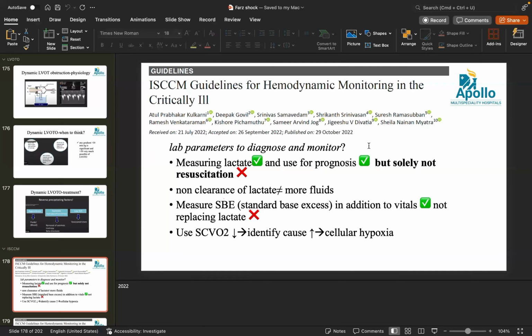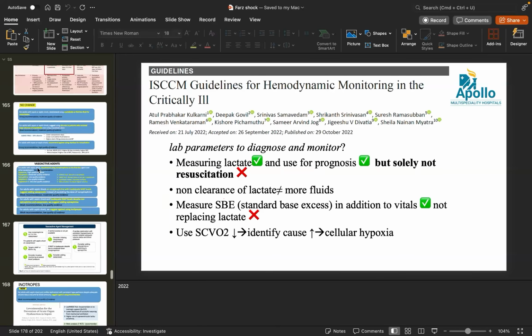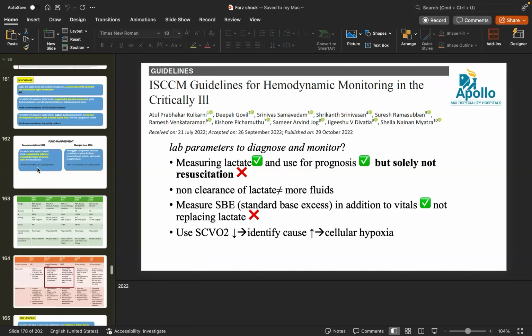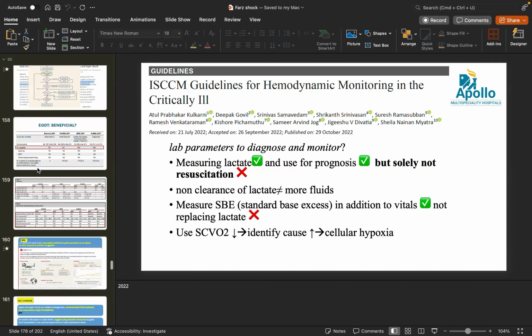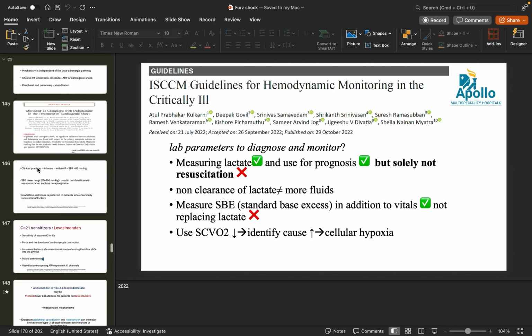So this is one entity that is often missed, and it is very common as compared to what we used to think. So do not miss the diagnosis of LVOTO. You should always suspect it if you think that your noradrenaline requirement is drastically increasing. Always use an ultrasound in this practice.